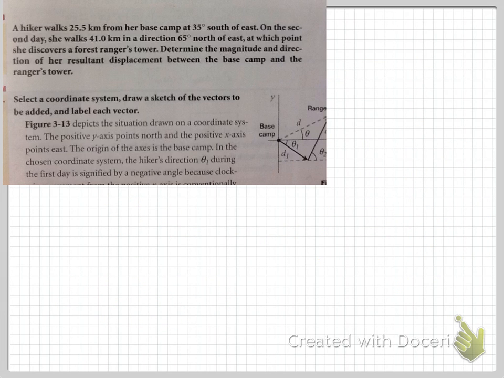So a hiker walks 25.5 kilometers from her base camp at 35 degrees south of east. On the second day, she walks 41 kilometers in a direction 65 degrees north of east, at which point she discovers a ranger's tower. Determine the magnitude and direction of her resultant displacement between the base camp and the ranger's tower.